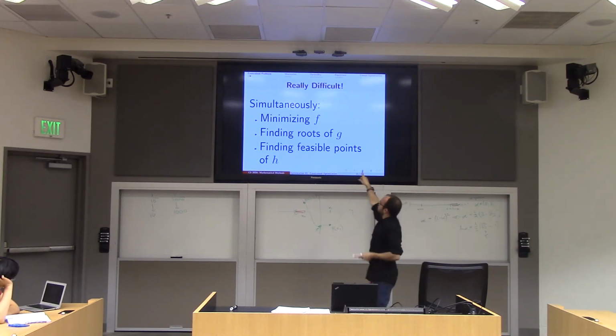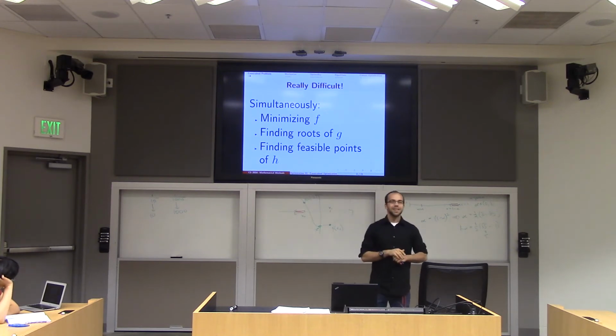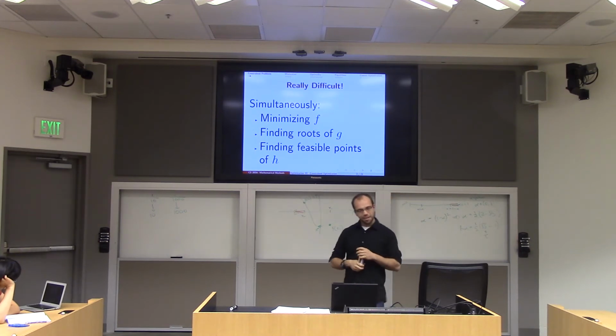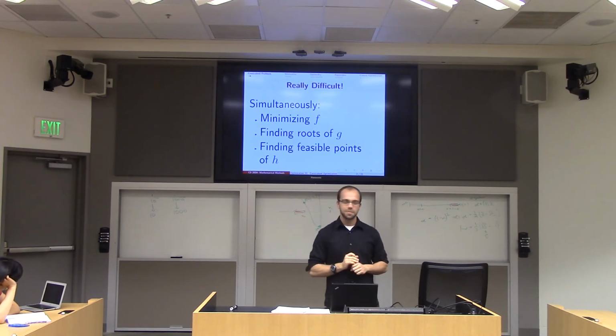We're minimizing f, we are finding roots of g, and we're finding feasible points of h, that is, points where h is greater than or equal to 0. We have to do that all at the same time. Any one of these 3 problems is difficult on its own. So we really shouldn't expect that these algorithms will succeed in all possible cases, but we're going to try and characterize some good behavior.